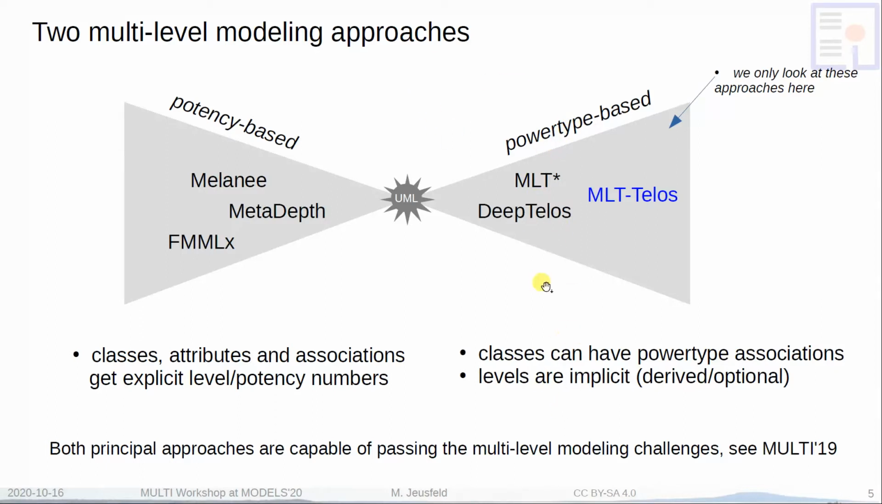In power type approaches, types or classes are associated via the power type associations, and then the levels are implicit. So there are no level numbers, but you could derive them. So that's also a bit of future work, that we translate a multi-level model represented, for example, in MLT-Telos into one of these potency-based approaches. That will not always be possible, but that's an open research question. All of these approaches somehow are derived from UML.